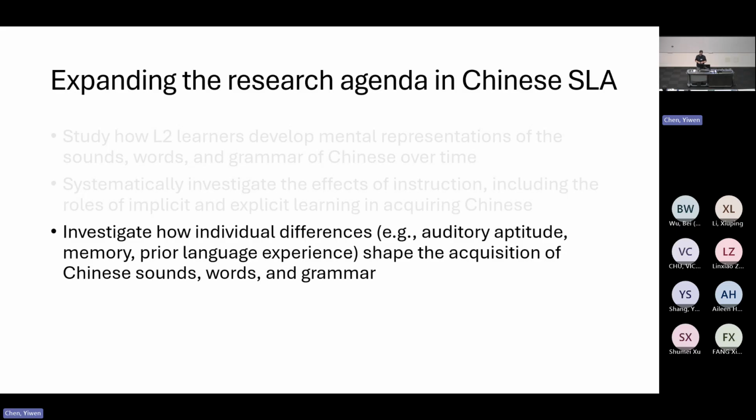Then we need to understand better individual differences. That's something we're working on. So for example, why are some of us better at learning Chinese than others? So what is it? Is it our auditory processing? Is it our memory? What is it, right? And so we need to systematically explore that.